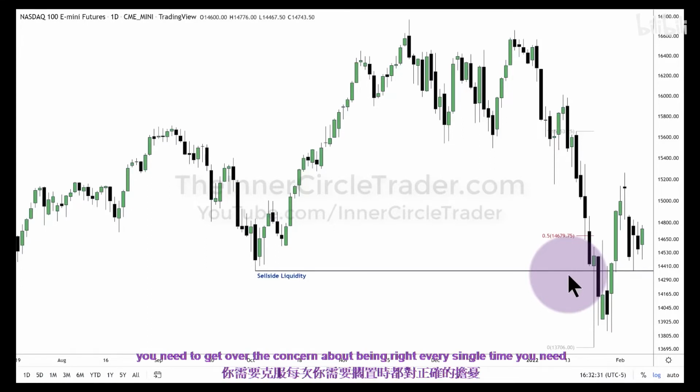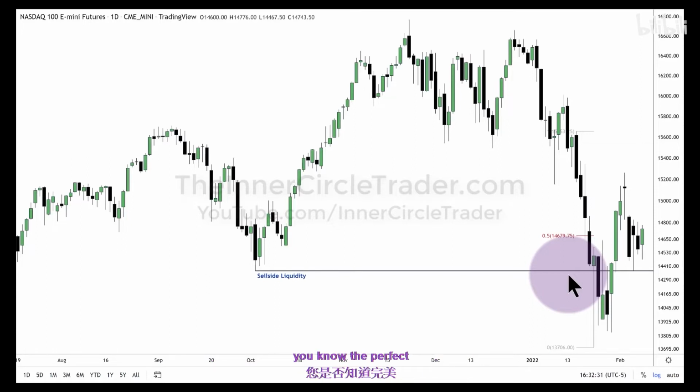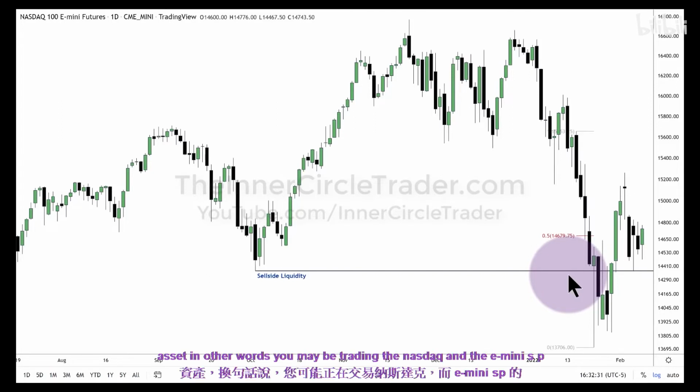You need to get over the concern about being right every single time. You need to put aside also the idea of perfection, because you're not going to have it perfect. You're not going to get in perfectly. You're not going to get out perfectly. You're not going to have the perfect amount of contracts. You're not going to have the perfect asset. In other words, you may be trading the NASDAQ and the E-mini S&P has a little bit better run and delivers a little bit more. Highly unlikely, but vice versa. You get what I'm saying.